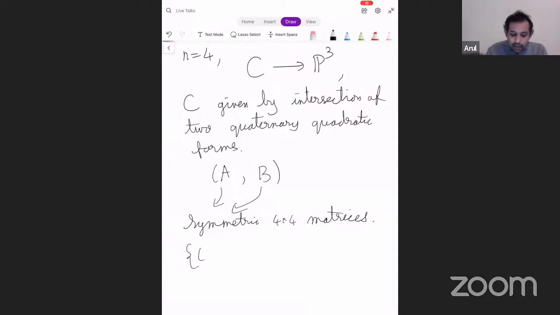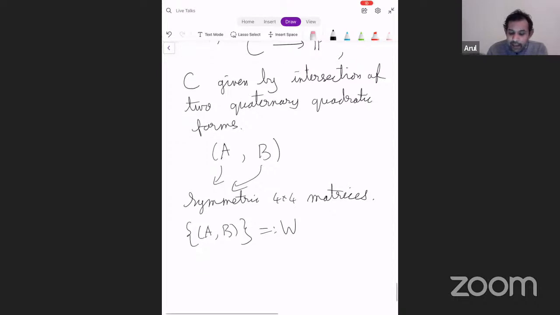And I'll call the space of all such symmetric 4x4 matrices W. Oh, I beg your pardon. Oh, thank you very much for this question. I only saw it until now on chat, but I'll answer it right after I talk.